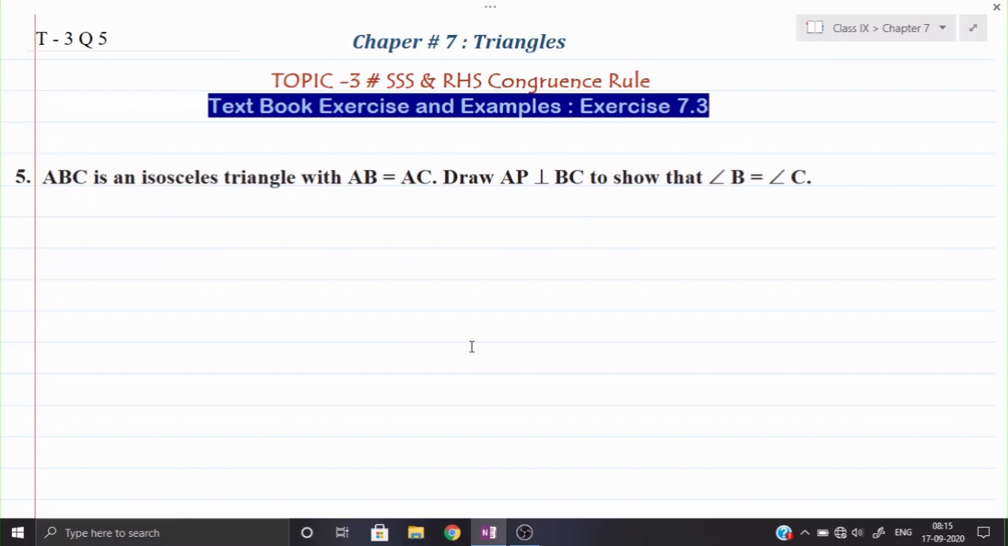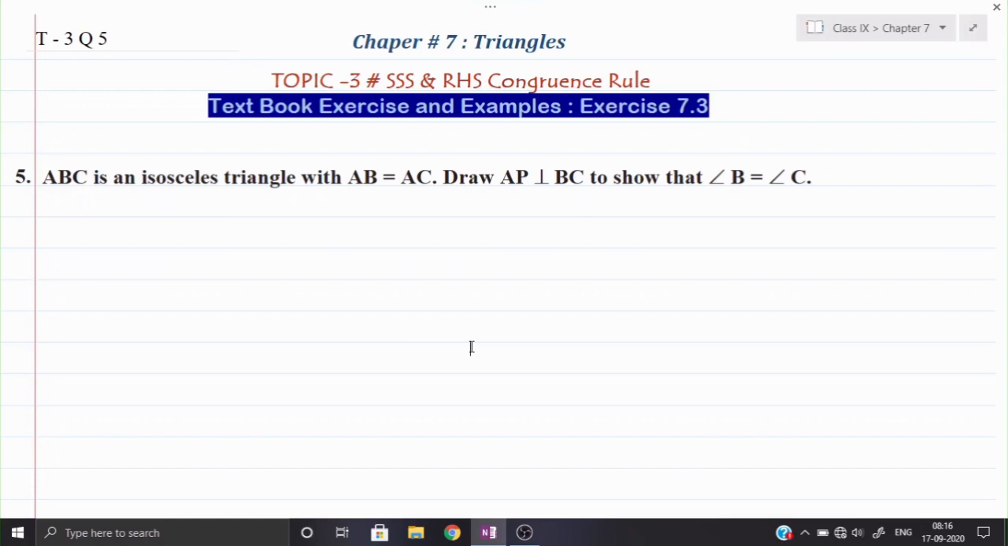In this question it is given that ABC is an isosceles triangle with AB and AC equal. Definitely if a triangle is isosceles, then two sides will be equal, whichever is mentioned over here. Then they are saying draw AP perpendicular to BC, means from the point A you need to draw a perpendicular onto the side BC. That is given. One more thing is given to us. Then we have to show that angle B and angle C are equal.